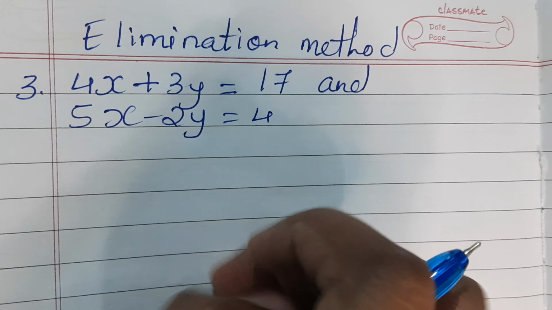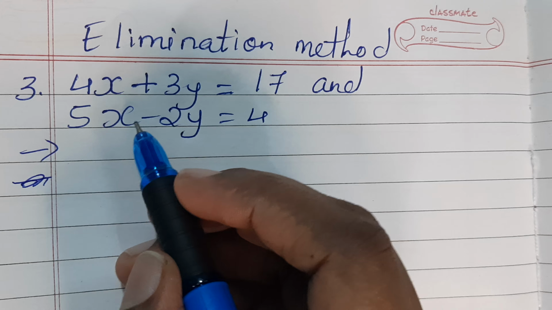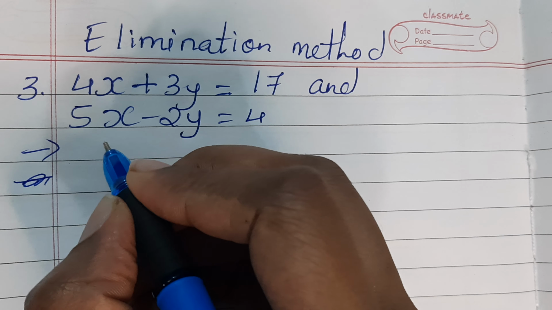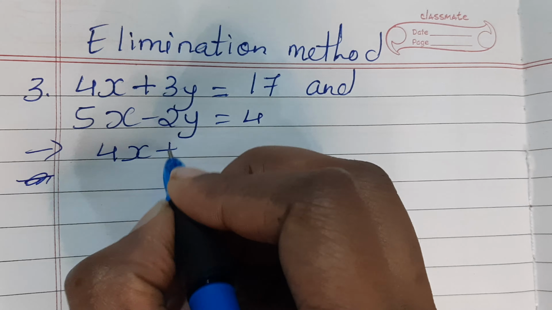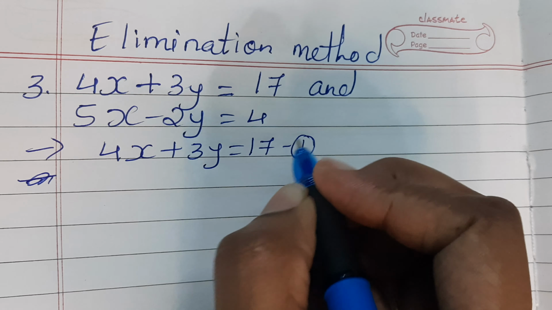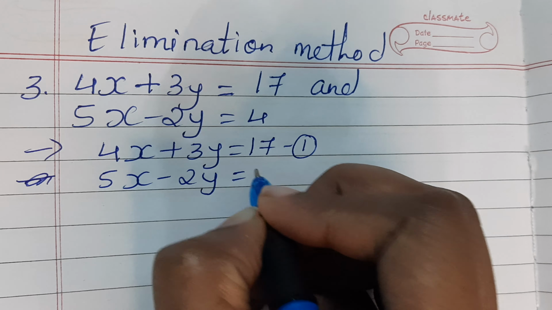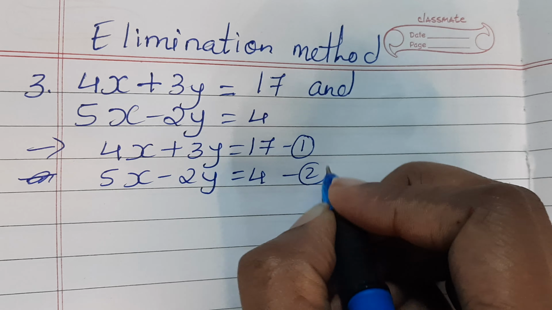Today's question is taken from class 10th mathematics. So I can write down over here that 4x plus 3y is equal to 17. Take this as equation 1, and the second one is 5x minus 2y is equal to 4. Now take this as equation 2.